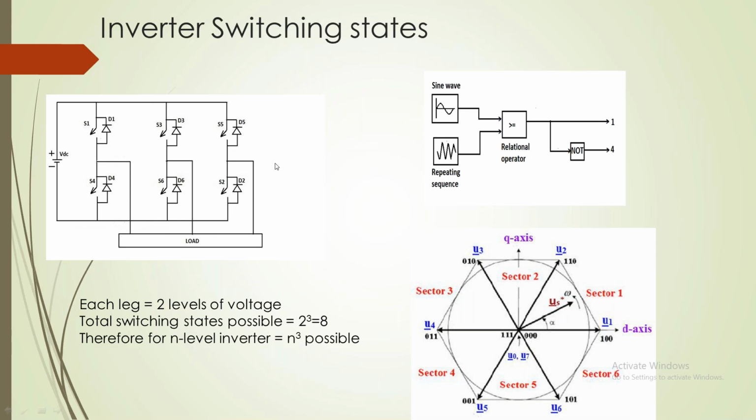Only six possibilities, right? If I want to reproduce a sinusoidal waveform, a three-phase sinusoidal waveform is nothing but a three-phase rotating phasor. It is a continuous rotating phasor. You can see this reference, U star, is what I want to reproduce by using the six switching states. These six switching states are used to reproduce this rotating phasor continuously. This reference output which I want to produce will be continuously rotating because it's a three-phase sinusoidal waveform. So I need to sample it.